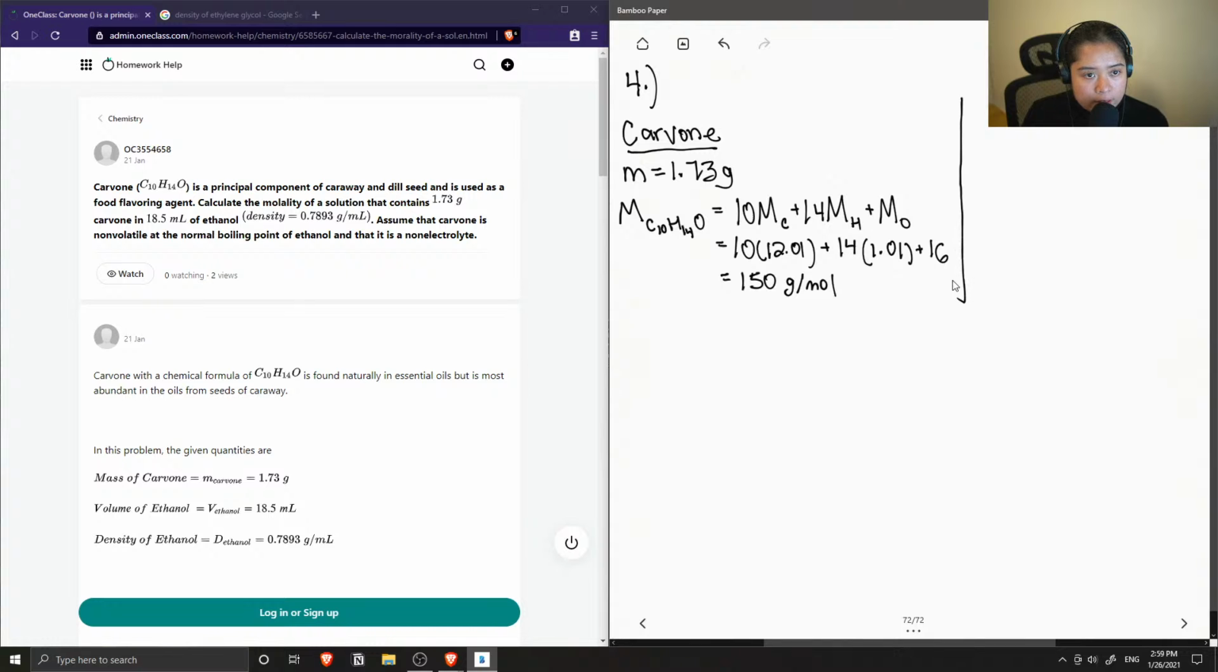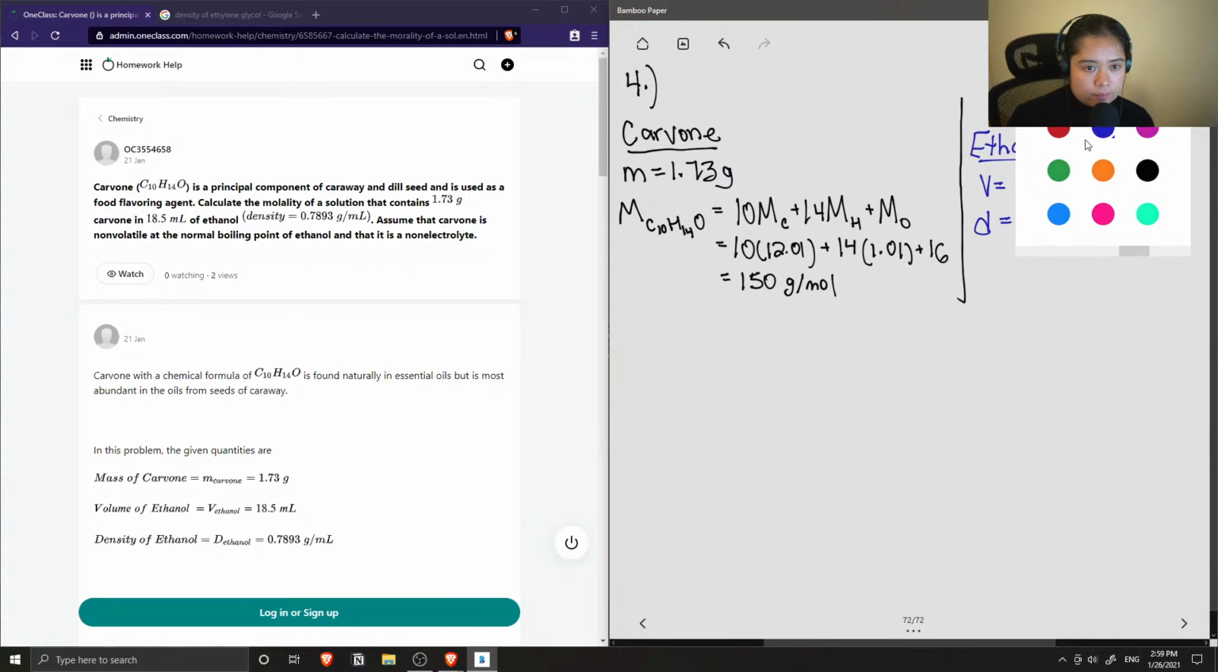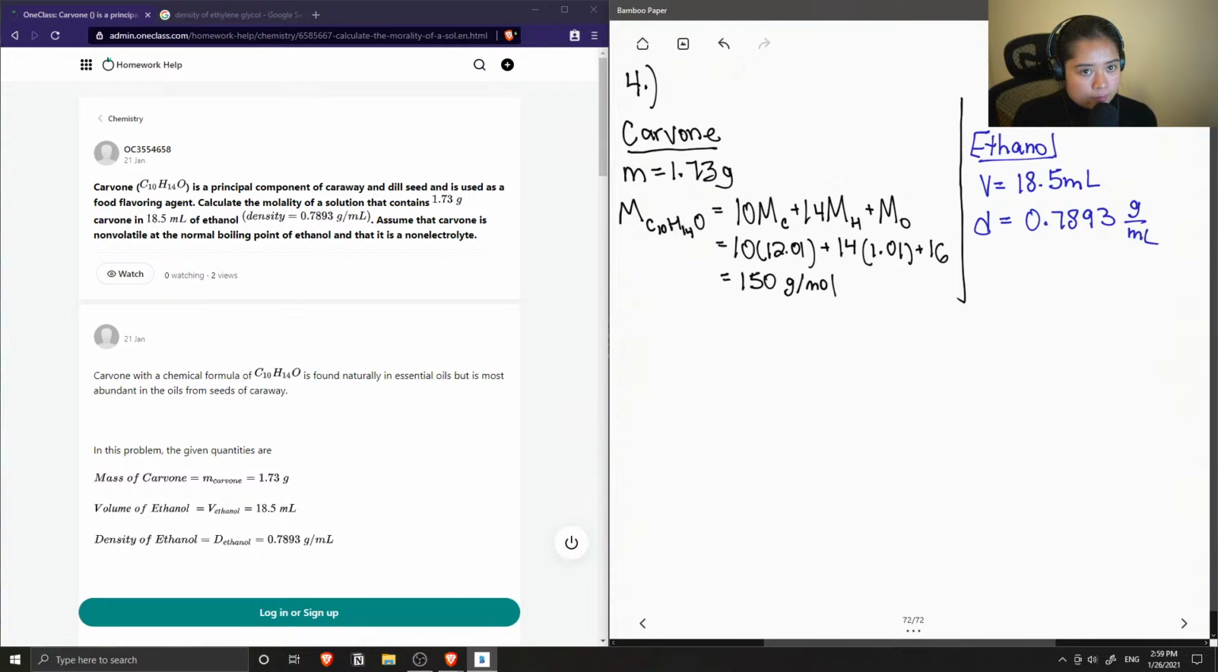Okay, so that's everything given for carvone. And on this side, I'm just going to write down everything given for our ethanol. We know that the volume of ethanol is 18.5 milliliters. And we're also given the density of ethanol as well, 0.7893 grams per milliliter. Okay, so let's use a different color and start answering the question.